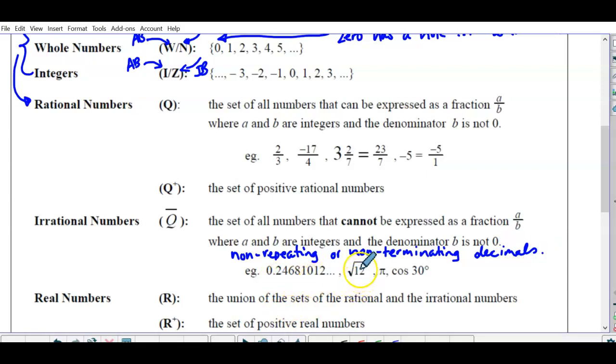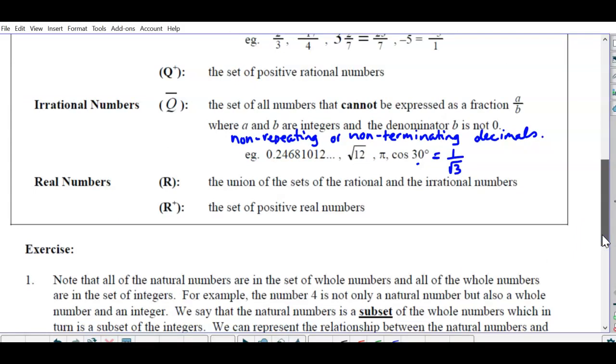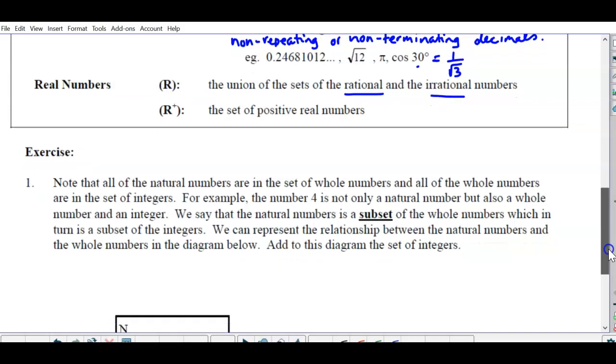Root 12, 12 is not a perfect square, so that's not going to be able to be simplified. Pi, we already talked about. Cos of 30 degrees, that's a trig ratio that we're going to learn this unit, and really that can be expressed as a fraction where one of the components, the denominator, is an irrational number. So that's how we know that the whole thing is irrational. And real numbers are, again, the same for Alberta and for IB. That is all of the above. Basically, it's a union of the sets of rational and irrational numbers. The odd time you might see R plus, that's the positive real numbers. Okay, so let's do some work here.